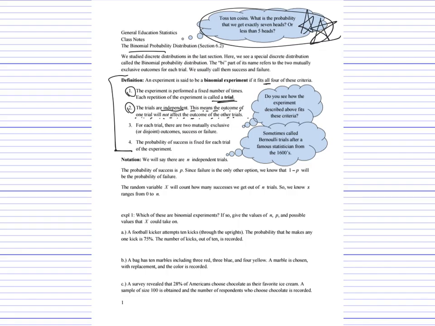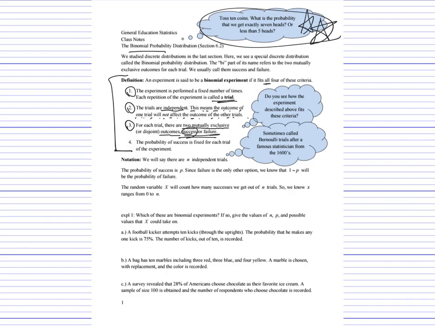Okay, perfect. Number 3. For each trial, there are 2 mutually exclusive outcomes. Think about that. When I toss 10 coins, I either get a head or not a head, right? Or tail, right? So it's a success or a failure. And we want to think about the thing that I'm asking about the probability of. For instance, in my thought bubble, the probability of getting exactly 7 heads. That head on a toss of a coin is called a success.